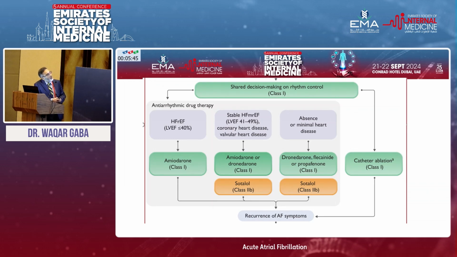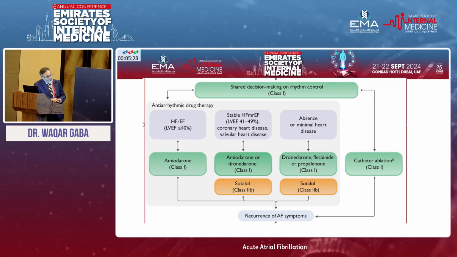You have amiodarone if I have a poor ejection fraction. For midref, you have amiodarone or dronedarone. If you have a very normal heart with good ejection fraction, you have dronedarone, flecainide, or propafenone. The other drug is sotalol.